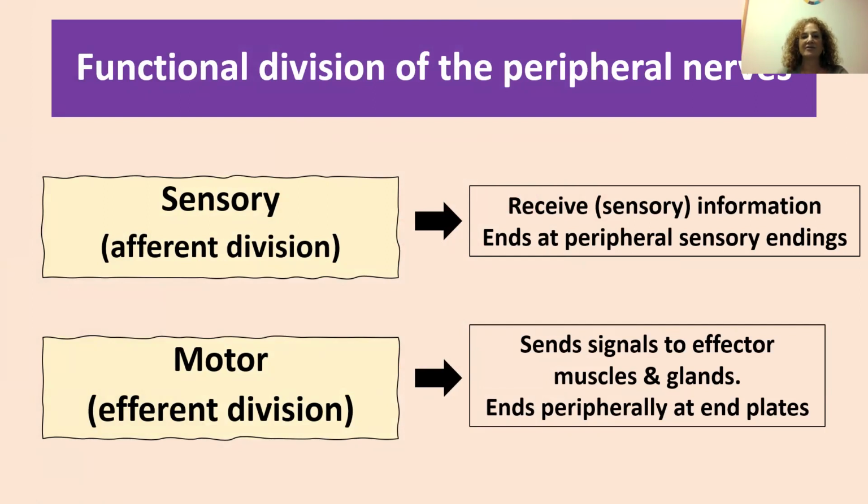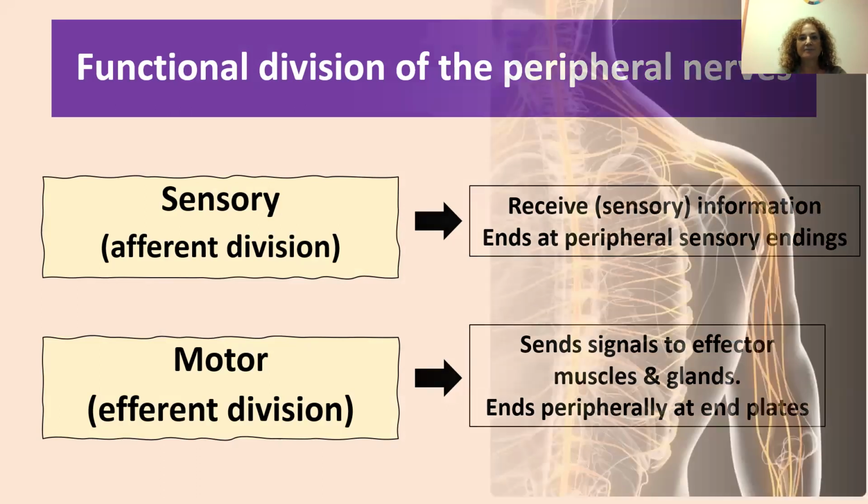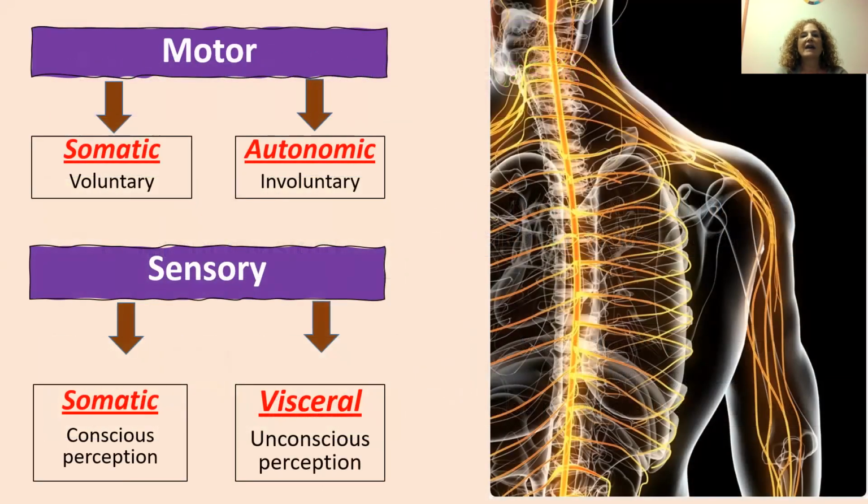So we have a sensory division where we integrate and bring in that information, and the motor division, which is the part that will functionally react to whatever is being received. Now, the motor and the sensory division are also subdivided depending on whether it is under our control or under our perception, or whether it is not.